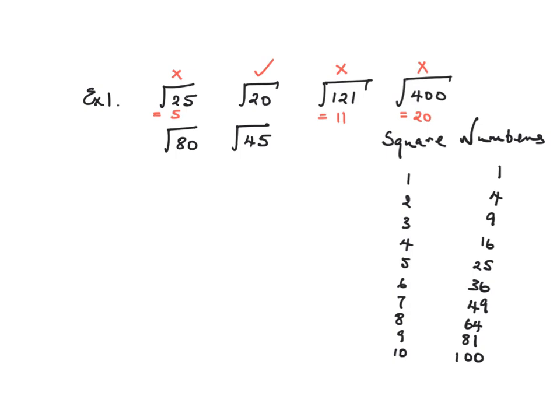Now, when it comes to root 80, well, look at this column here. 80 does not lie in this list of square numbers, so the square root of 80 in fact is a surd, and that goes for square root of 45 as well.